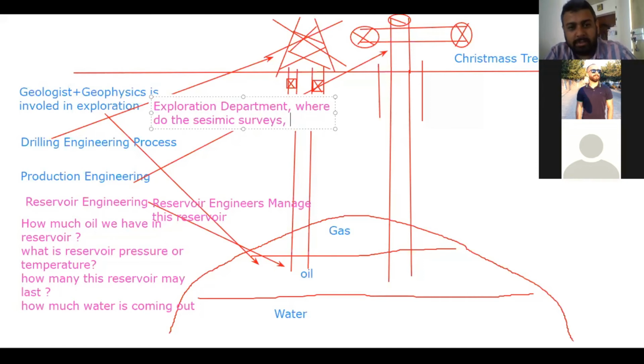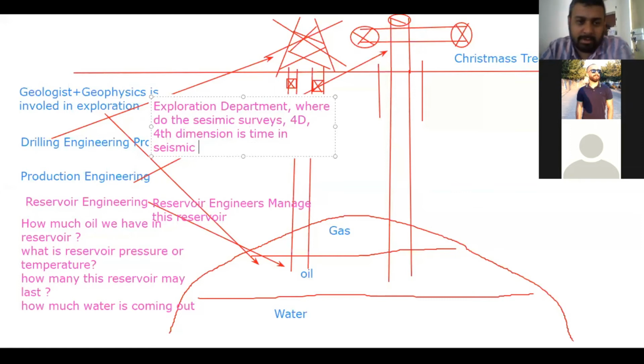Nowadays, we talk about 4-dimensional surveys. As you know, we have 3 dimensions, X, Y, and Z, and the 4th dimension is time in a seismic survey. They use time as the 4th dimension in those exploration surveys. So that's the exploration department. We will talk about it. We have one chapter for each of them, actually.